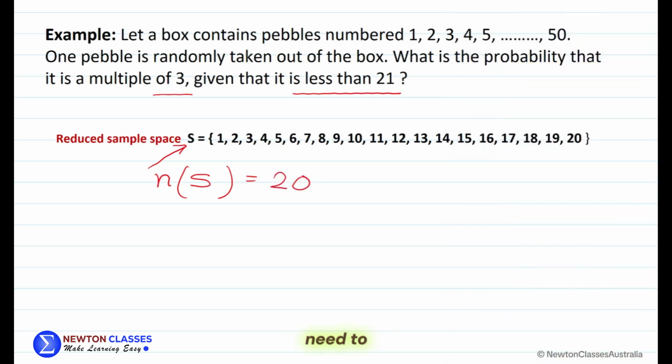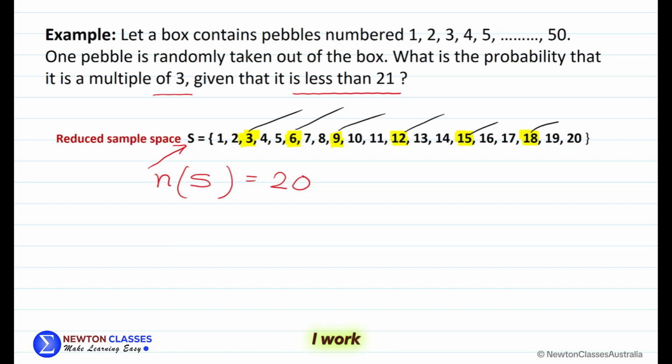Second thing we need to work out is that any pebble which I pick from the box has to be a multiple of 3. So let us work out. The first multiple of 3 is 3, then 6, then we get 9, or we can get 12, or we can get 15, or we can get 18. So how many total numbers are multiples of 3? 1, 2, 3, 4, 5, 6.